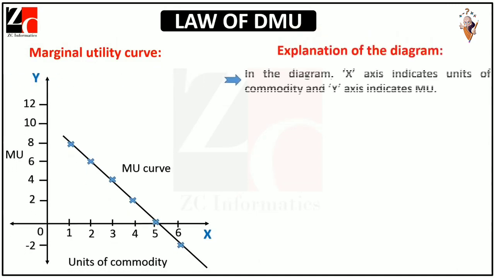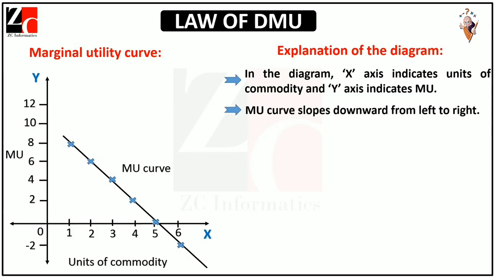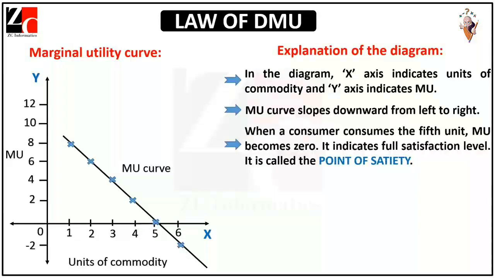In the diagram, the x-axis indicates units of commodity and the y-axis indicates MU. The MU curve slopes downwards from left to right. When a consumer consumes the fifth unit, MU becomes 0. It indicates full satisfaction level. It is called the point of satiety.